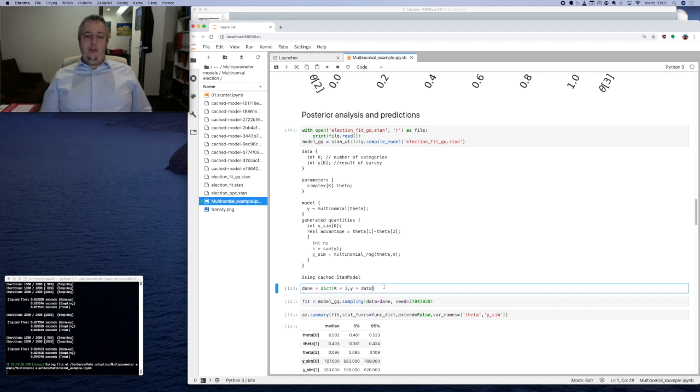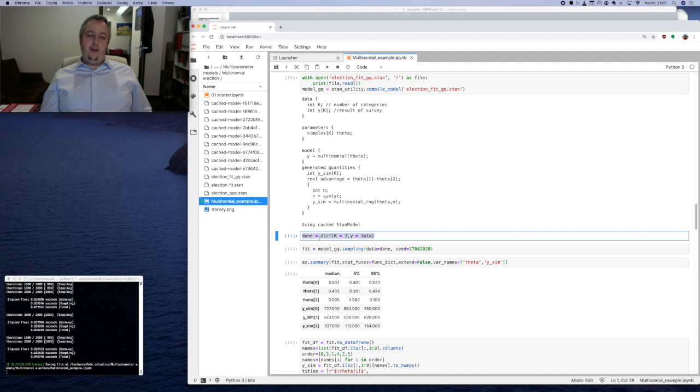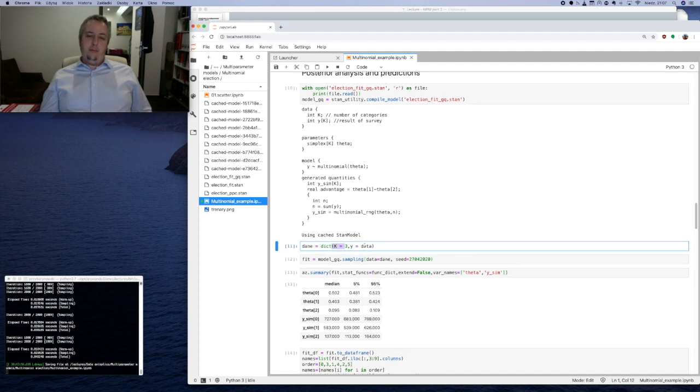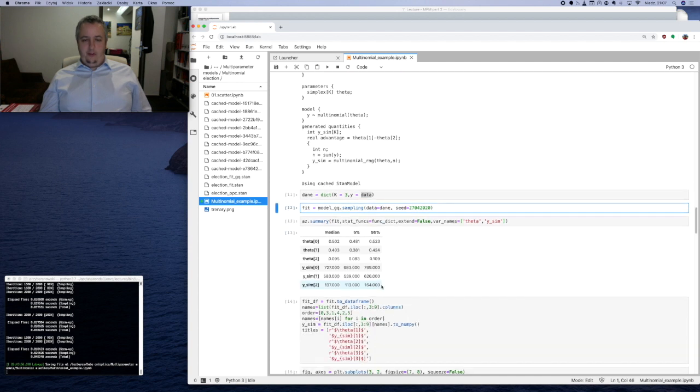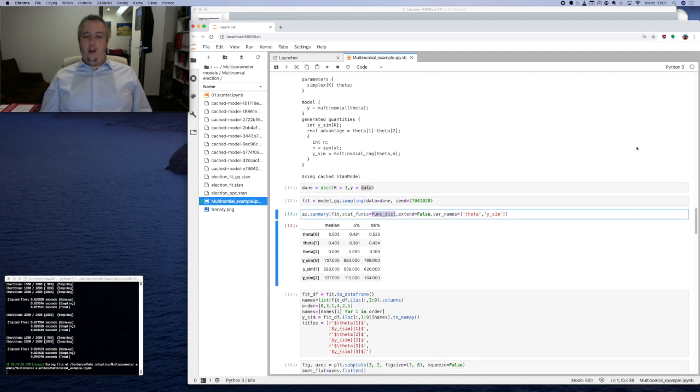Again, we are using our data set. The data set is a dictionary of the number of categories and our samples that we've defined earlier, and the model is compiled here, and we are sampling it again with a seed. So we get our summary for the results. The summary gives us certain information already. We are using the ArviZ summary function, which we provided with the function dictionary from before. We are focusing on the variables theta and ysim.